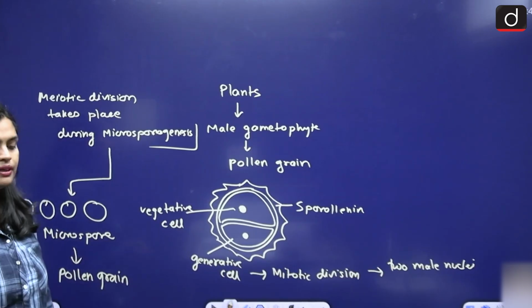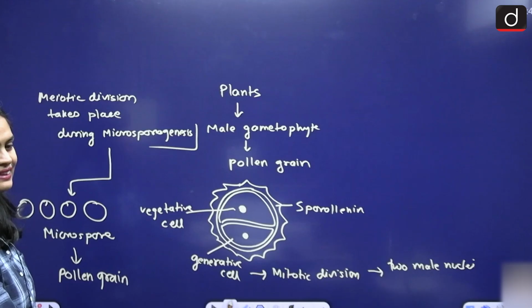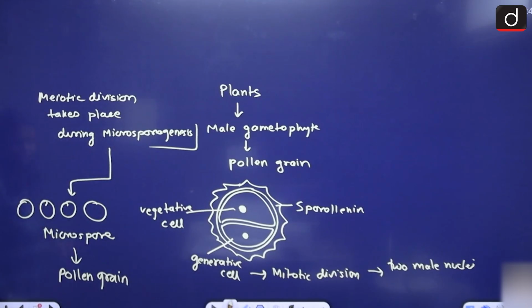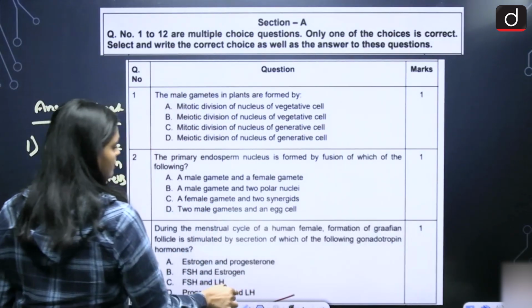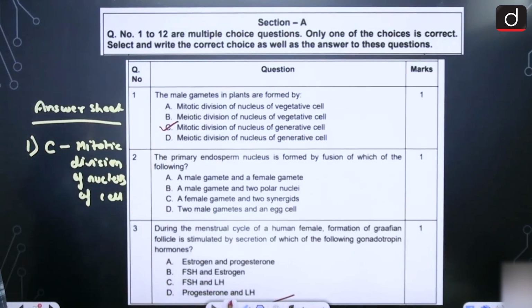Any doubt, anybody? Yes, quickly. So here the correct answer is C, meiotic division of nucleus of generative cells. So the male gametes in the plant are formed by mitotic division of nucleus.